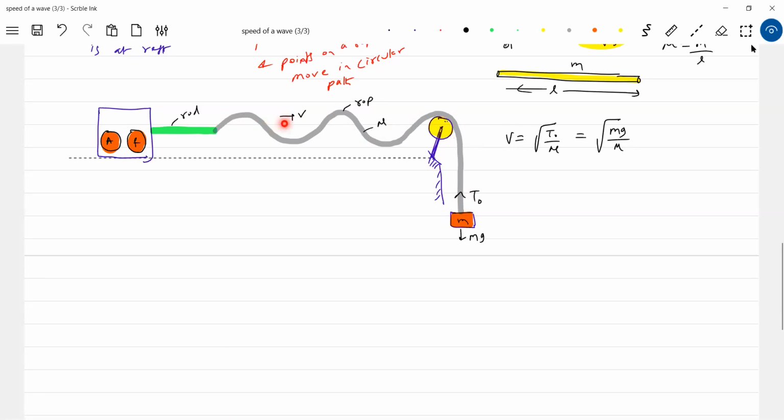wave. And also it depends upon the type of rope, whether the rope is made up of copper, aluminum, steel, or iron. So it depends on the material, no? This one. The density and area of cross section. So they are going to determine this one.